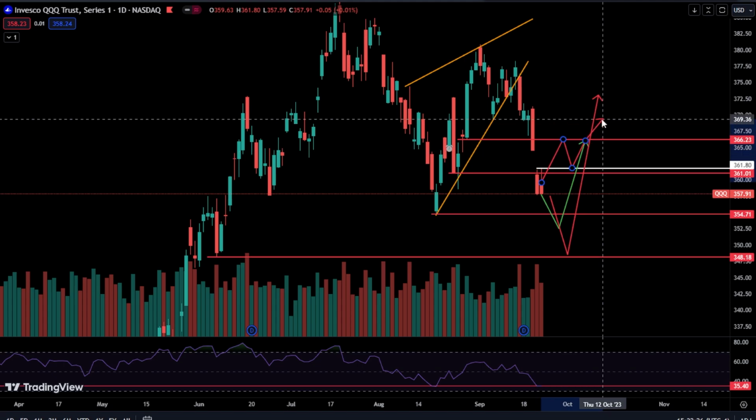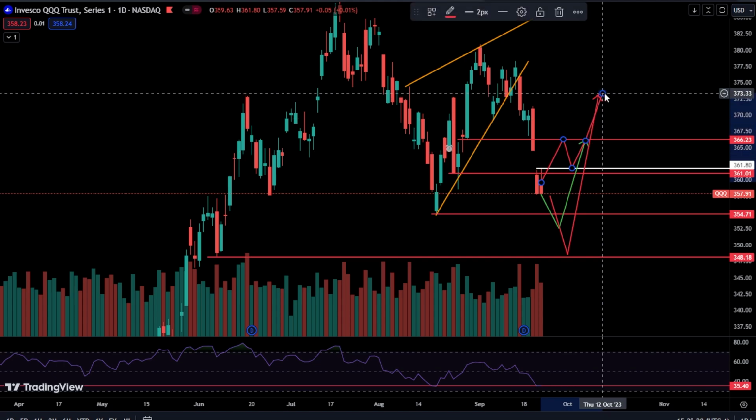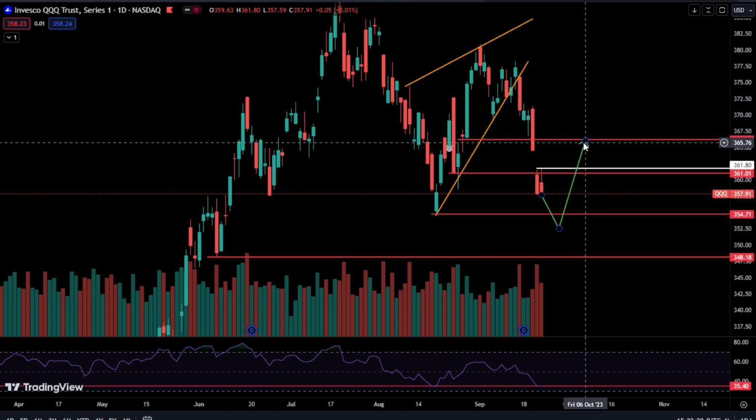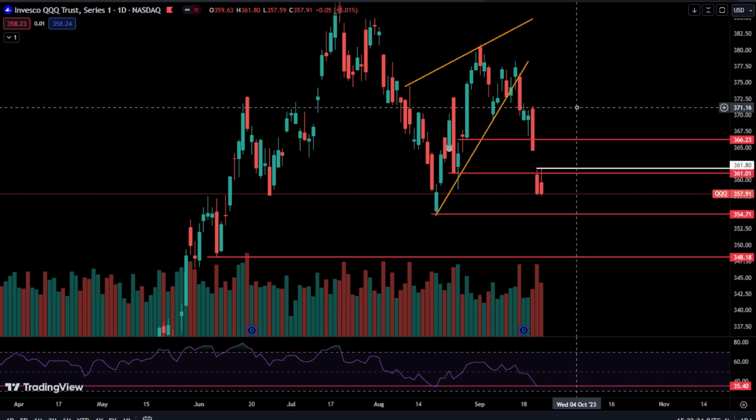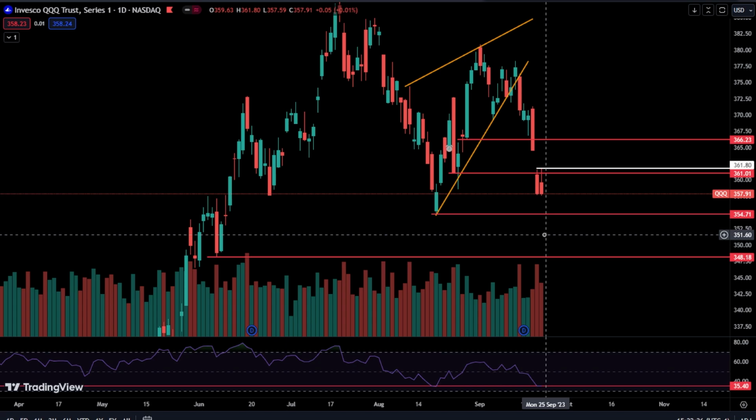Or maybe we bust up here. I have absolutely no idea how this thing goes. But you watch the levels, and that's pretty much it, guys. Just know if you do fall, this daily RSI is almost a 30.